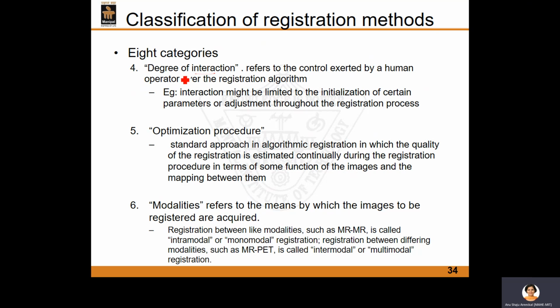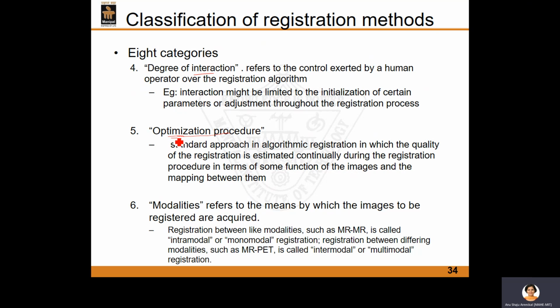Okay, degree of interaction in the sense, is it a fully automated registration method, or is it a semi-automated registration method? Okay, or does it involve any kind of manual intervention, and so on. And another category is the optimization procedure. That means what is the optimization algorithm that you're using for that particular registration method.